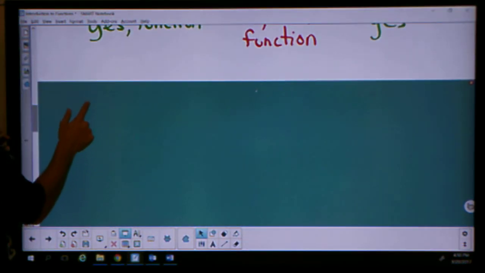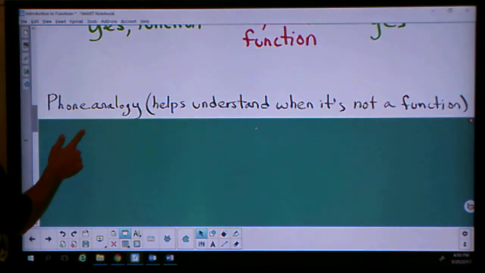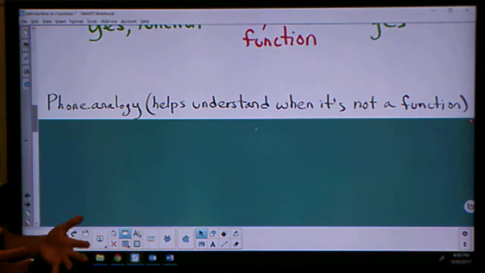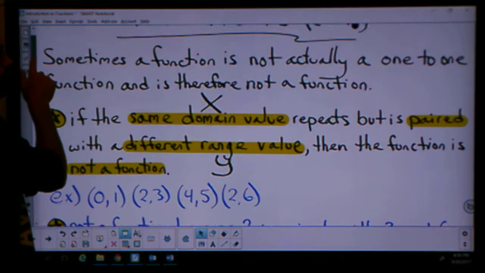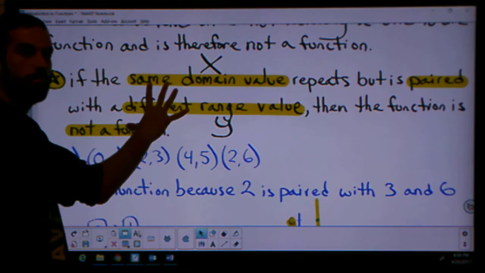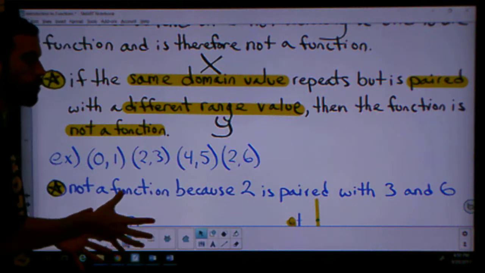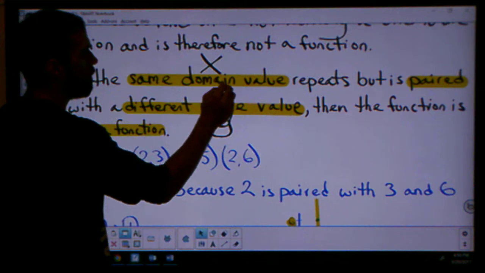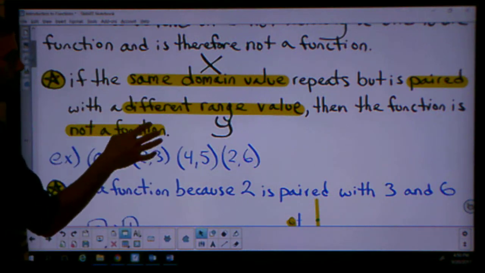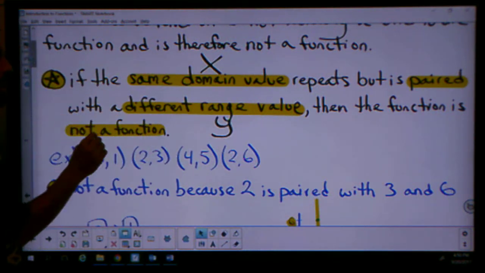Now, here's a little analogy that might help you understand when something is or is not a function. The main rule is right up here at the top. If you understand this, then you're all set. And maybe that analogy wouldn't be something you need, but I'm going to go over it regardless. If the same domain value is paired with a different range value, then the function is not a function.